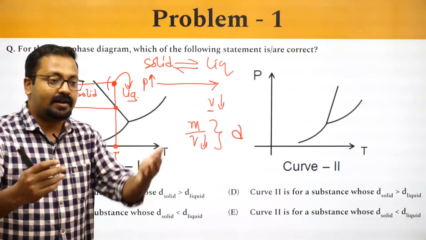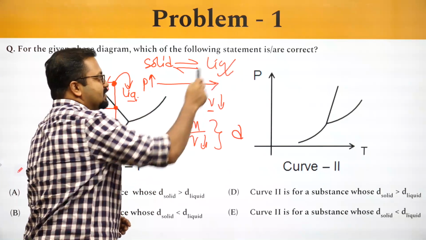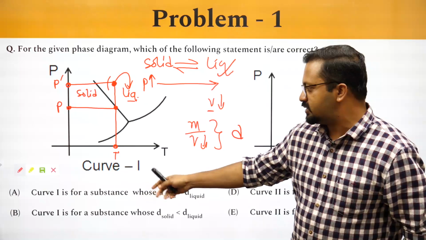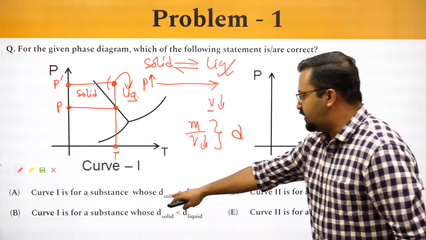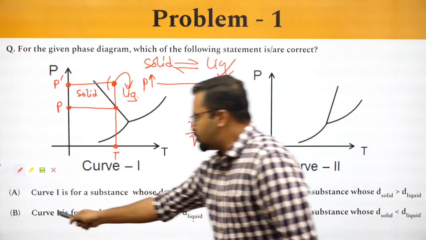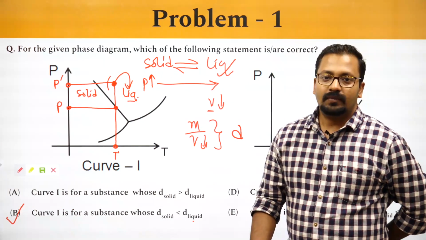Density will be higher. अगर डेंसिटी लिक्विड का ज्यादा है तो हमारे पास कौन सा ऑप्शन करेक्ट हो जा रहा है? Let's look at the options. Curve 1 is for a substance where D solid is greater than D liquid. No, D solid is less than D liquid. So B is correct.